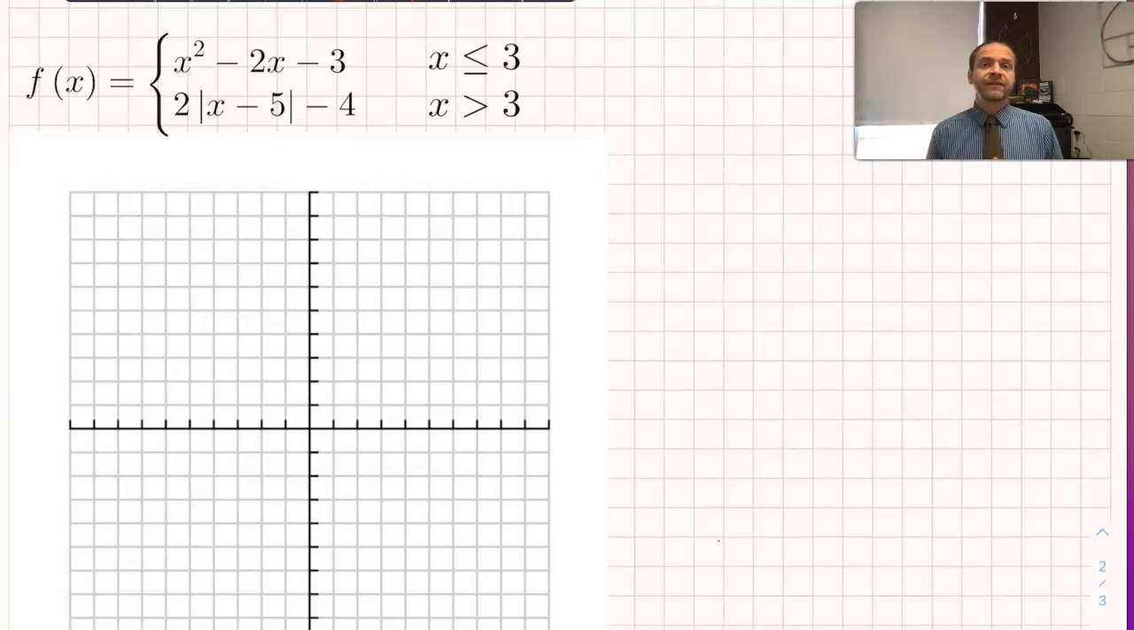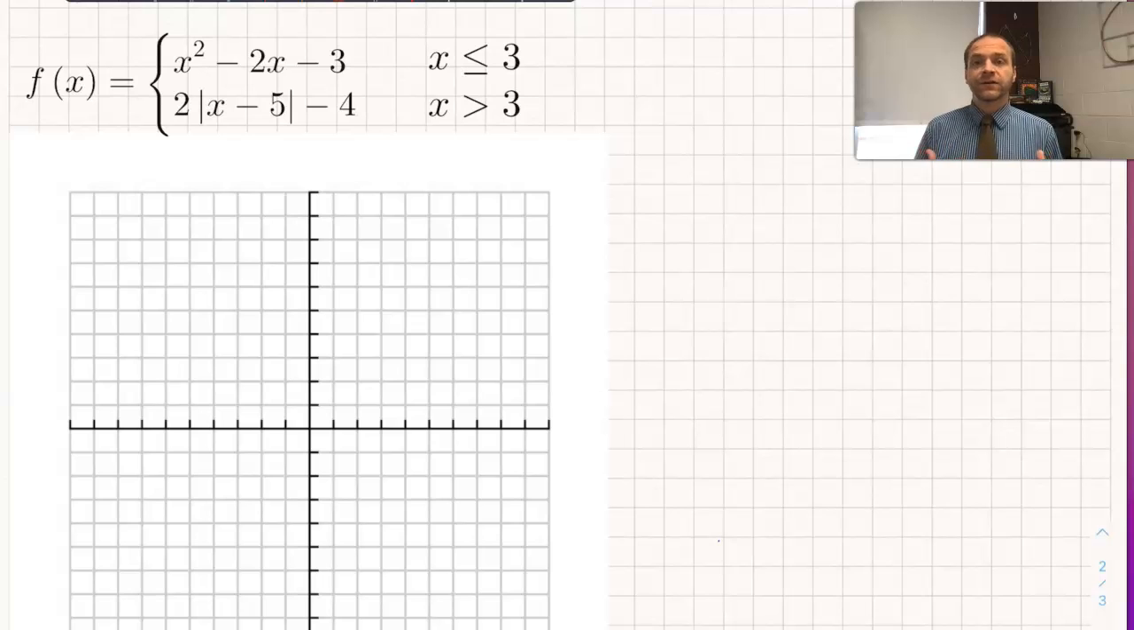We can see we have x squared minus 2x minus 3 for when x is less than or equal to 3. And we have 2 times the absolute value of x minus 5 minus 4 when x is greater than 3. So really I have a parabola as the first function and an absolute value as the second function. And I'm going to keep that in mind.